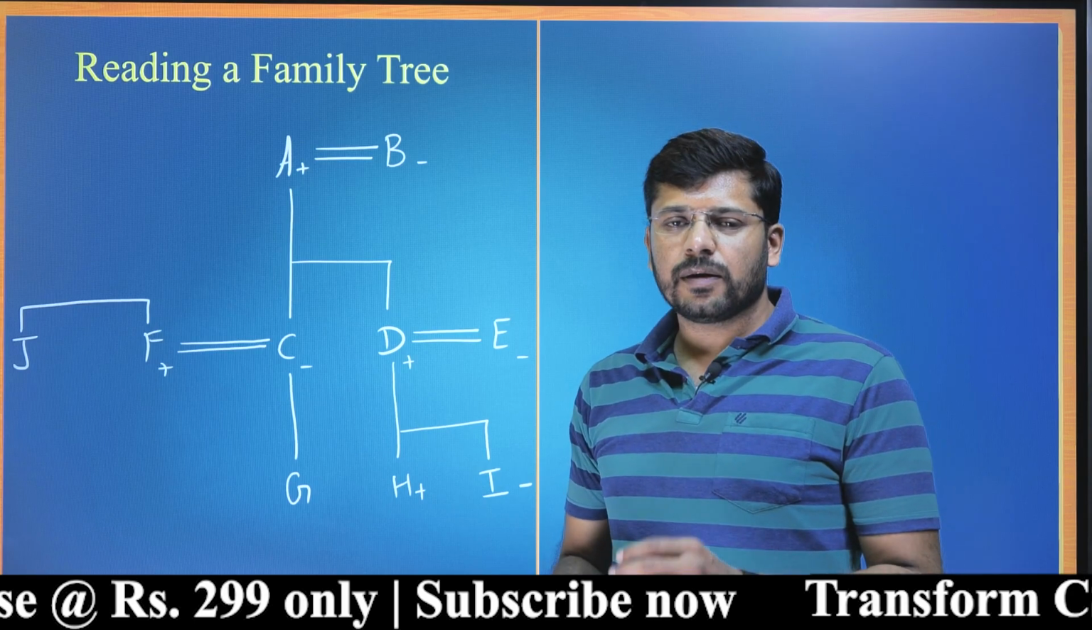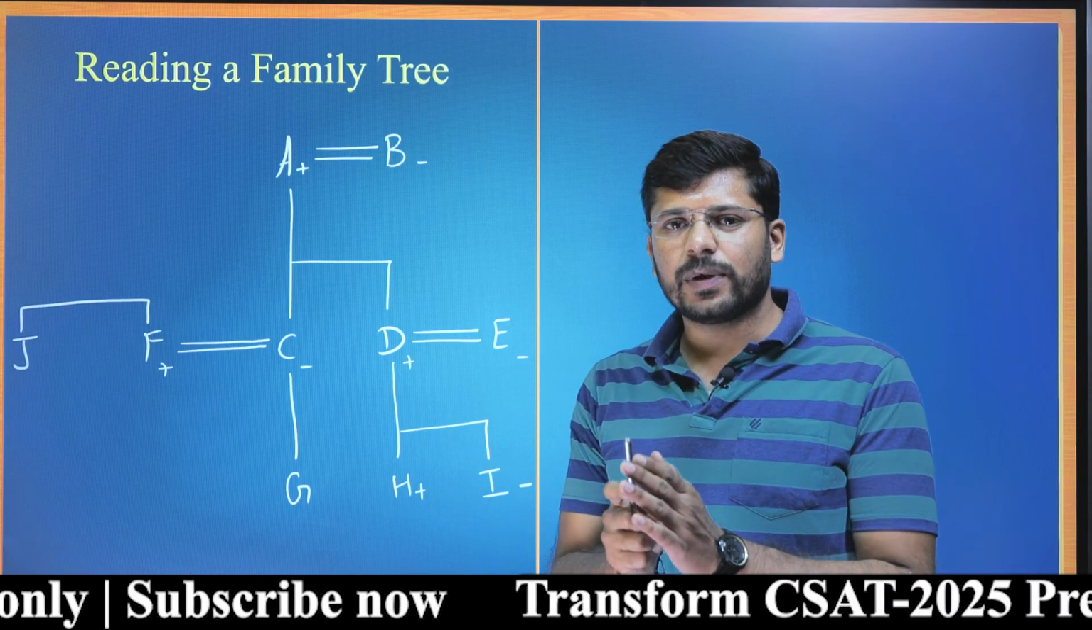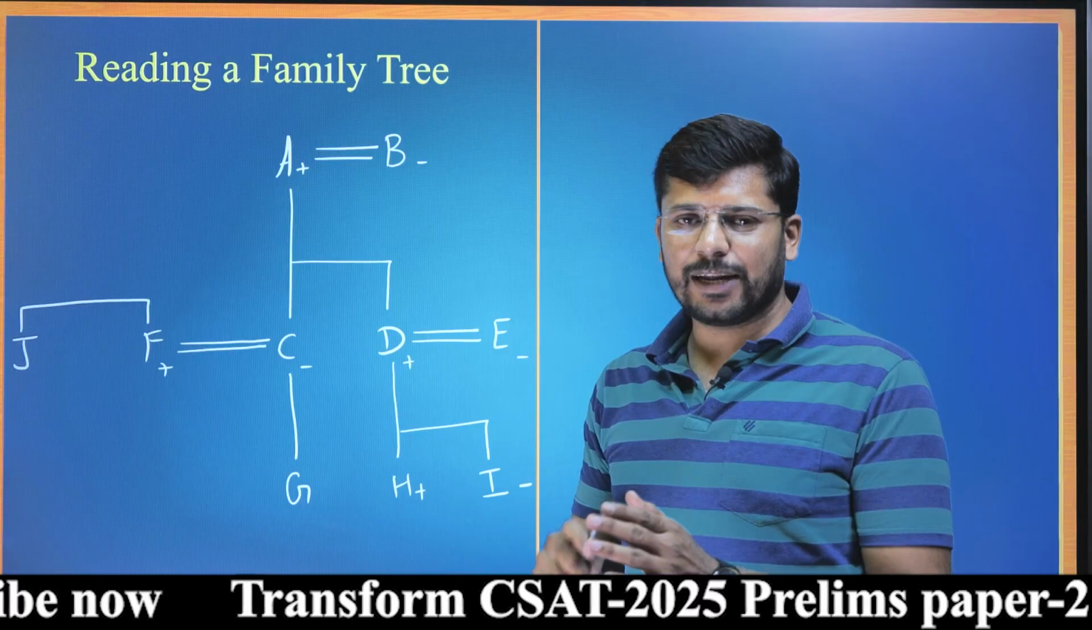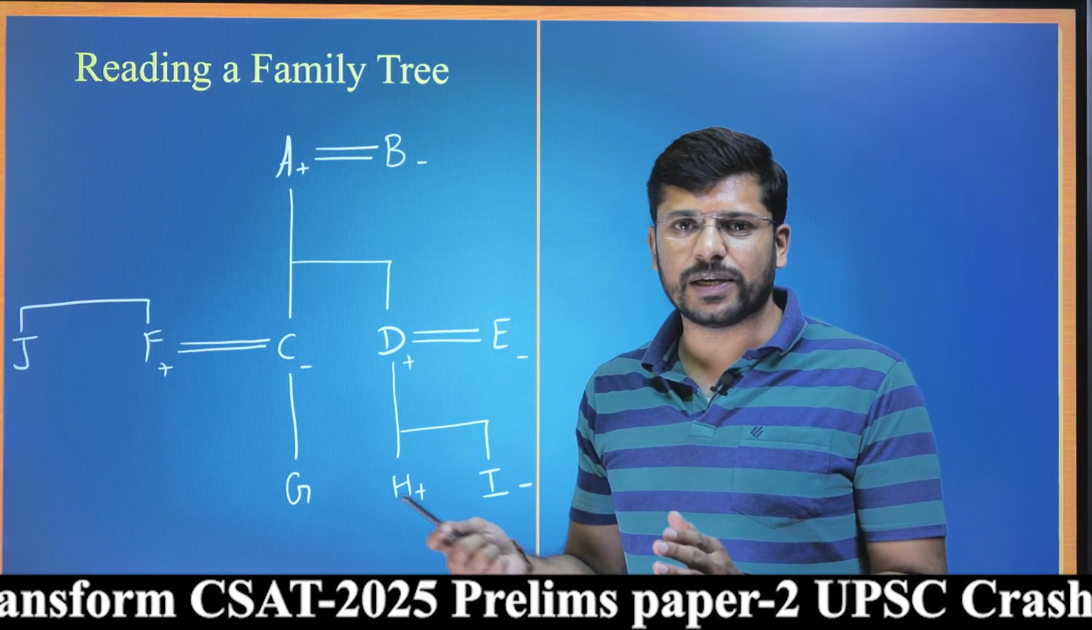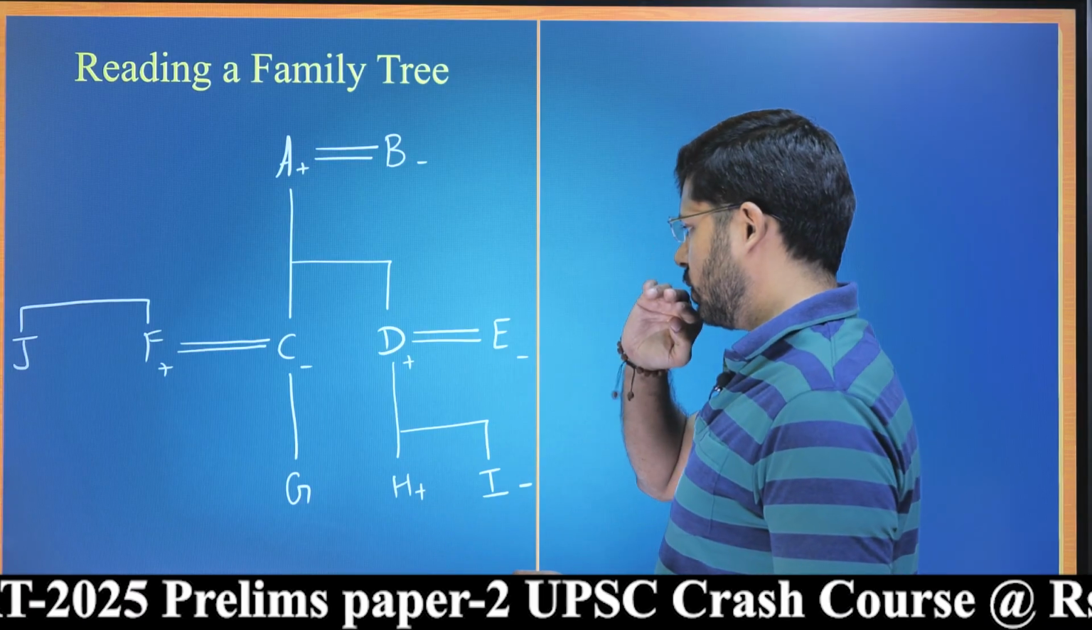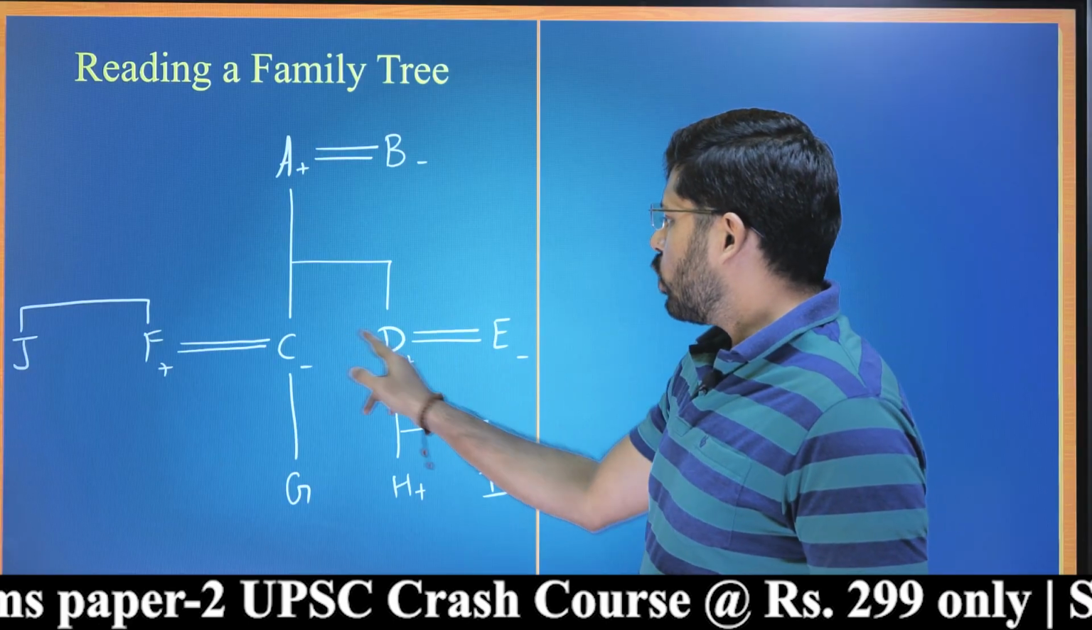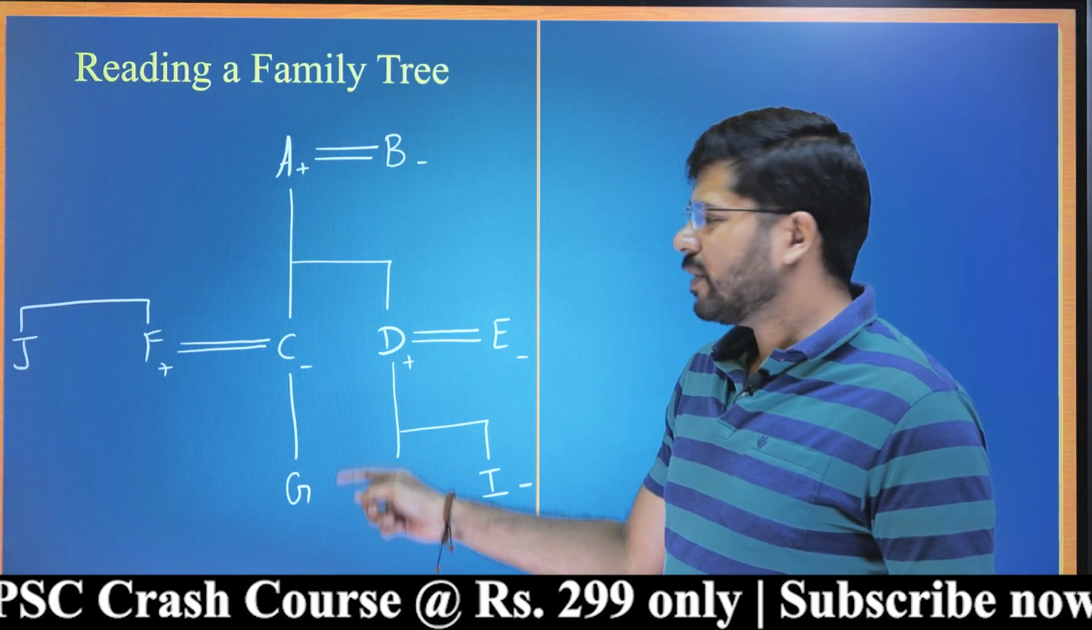And one more thing, in blood relations, only one person will be married to only one other person. There will be no two wives to the same person or two husbands to the same person. Okay. Now, what about D? What is the relationship between C and D?